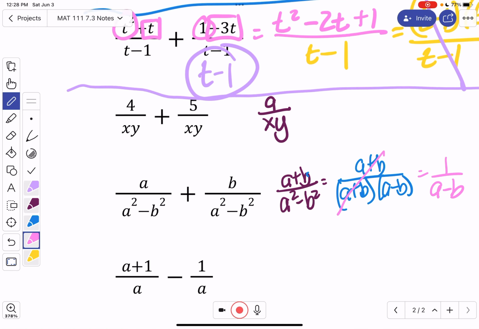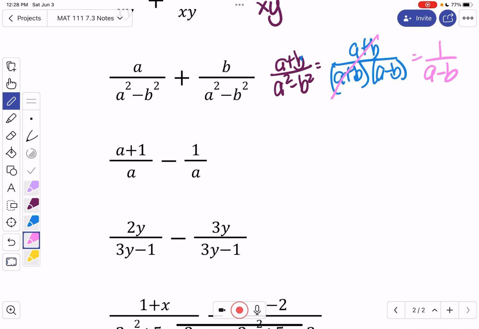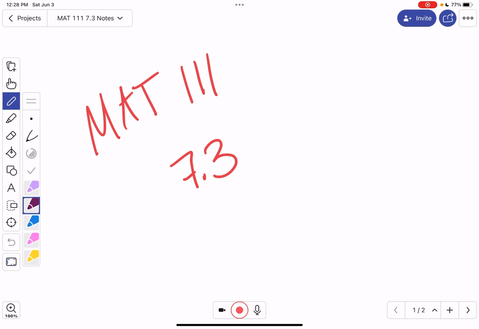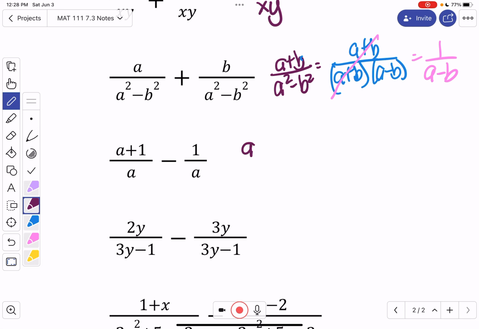Next problem. There's no other like term. Oops. There's no other like term for the a on top. And then +1 minus 1 is 0. Denominator's a. Same on the top and the bottom, you're left with 1.